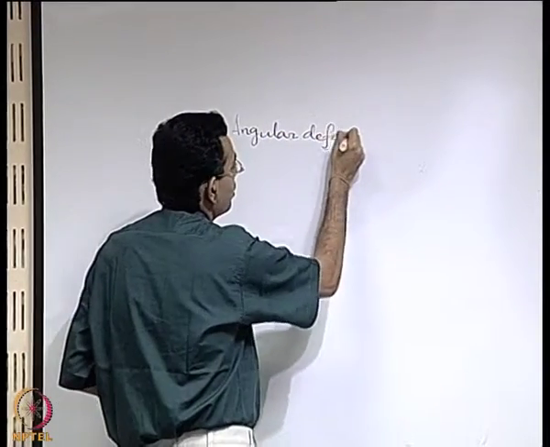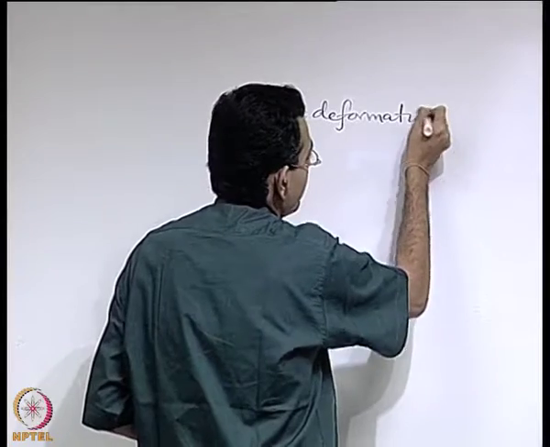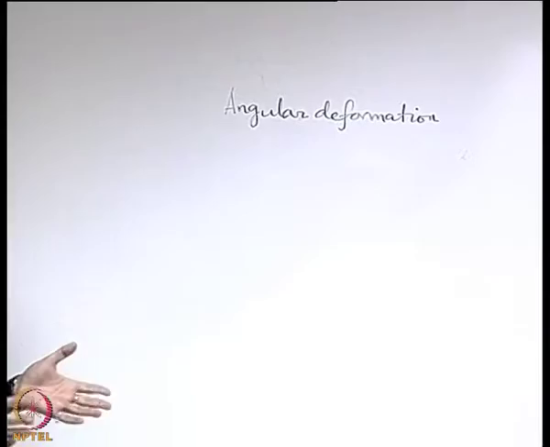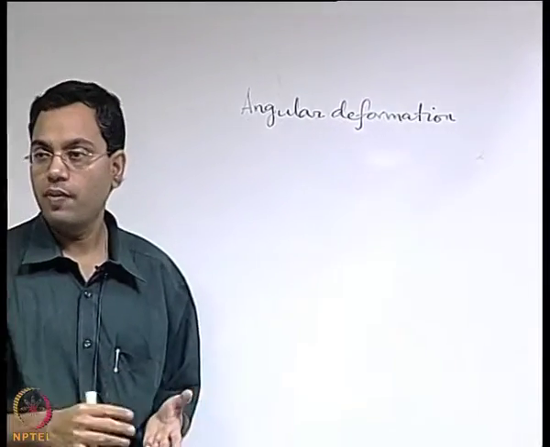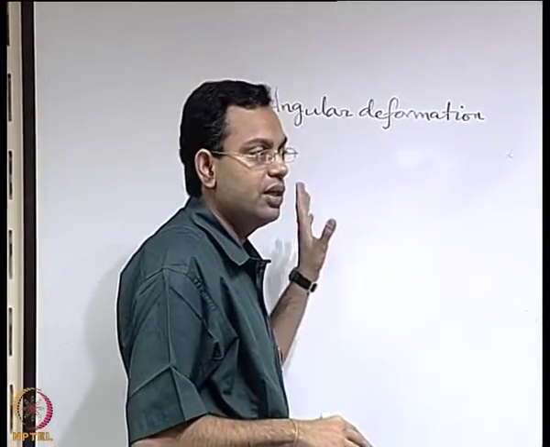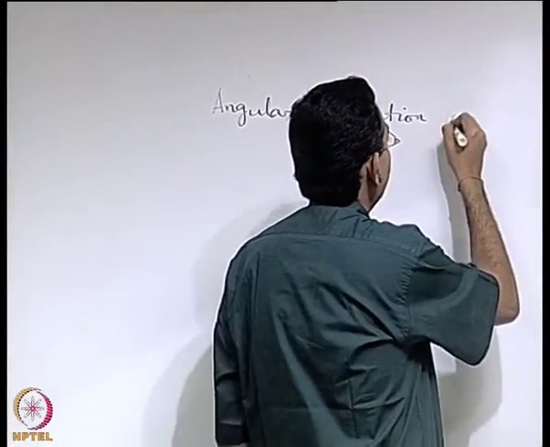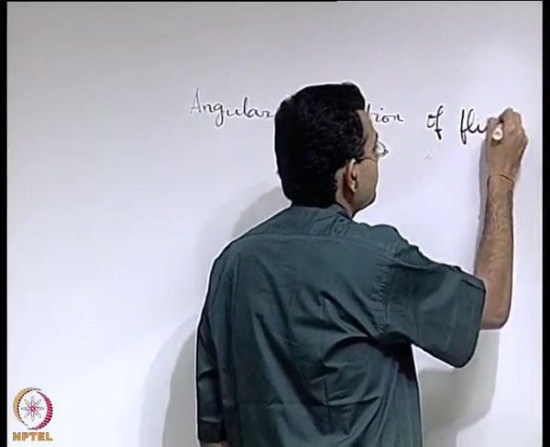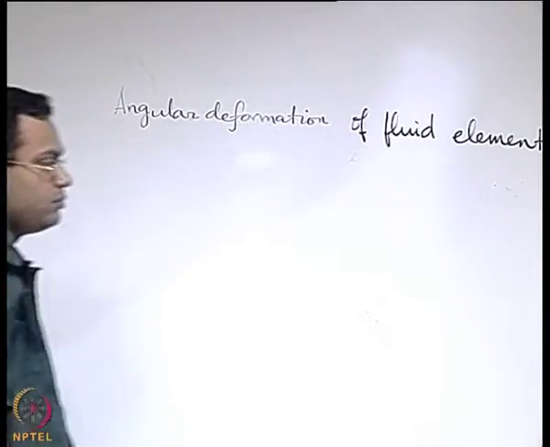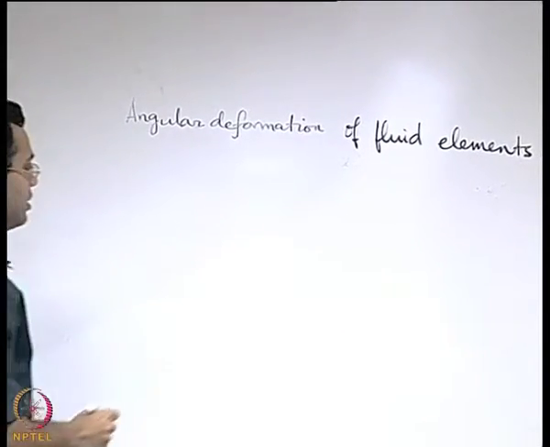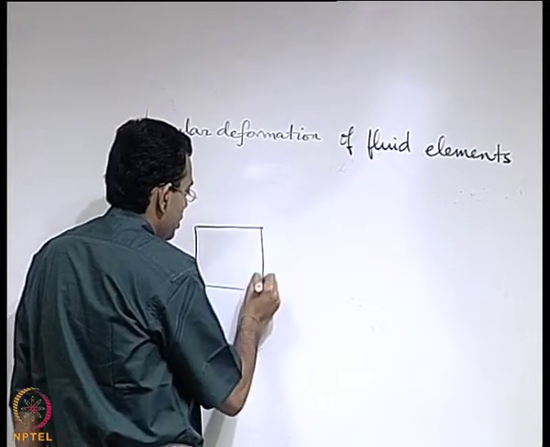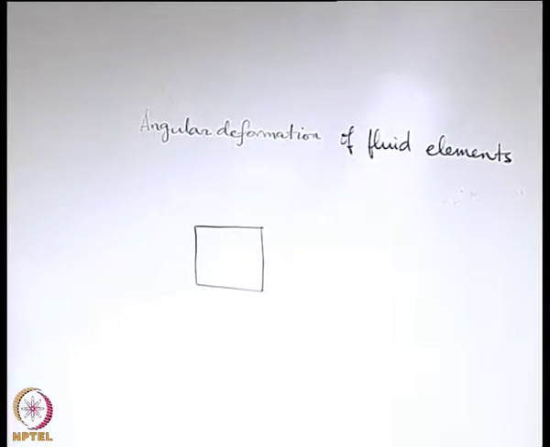we will try to first sketch how a fluid element, when deformed angularly, will look, and then try to quantify it in terms of the velocity components. So, angular deformation of fluid elements. Let us say that we start with a rectangular fluid element like this.